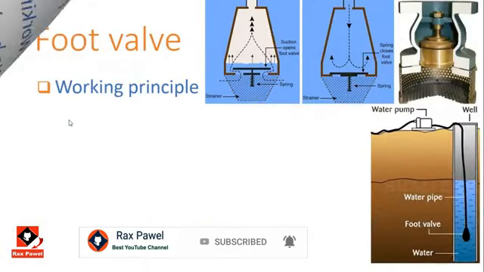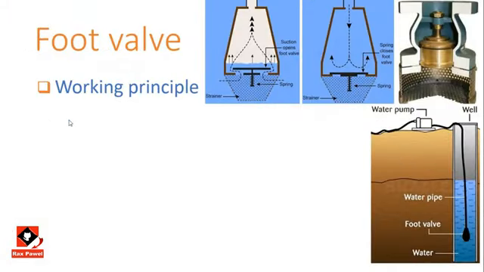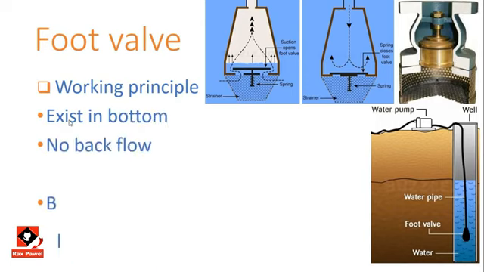Working principle of foot valves. This is also a check valve which is used at the bottom of a pipeline. Usually they are present when water is being sucked from a below-level water source. Foot valve prevents the backflow to ease the suction process. And it also prevents impurities and debris from entering the pipeline.